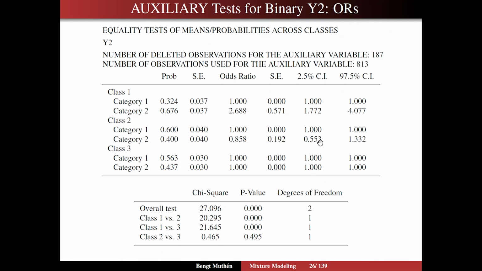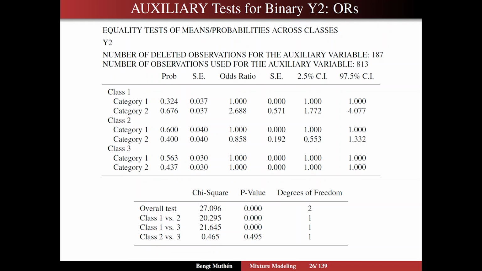For the class 2 versus class 3, you have a confidence interval that includes 1, so this is insignificant. And we also give chi-square tests of these differences overall with p-values, and we see that all differences are significant except class 2 versus class 3. And you can see that already in the probabilities here. The ratio of these probabilities are fairly similar and therefore cause the insignificance.